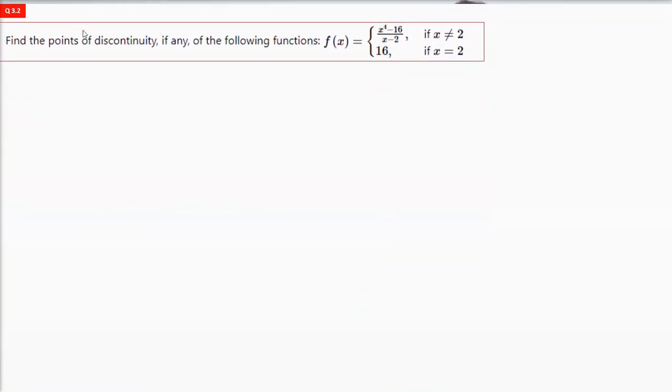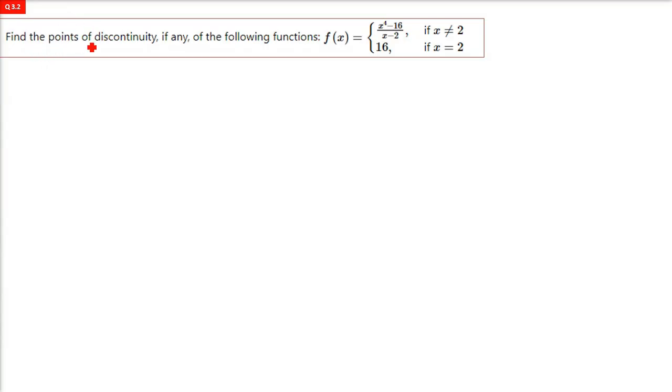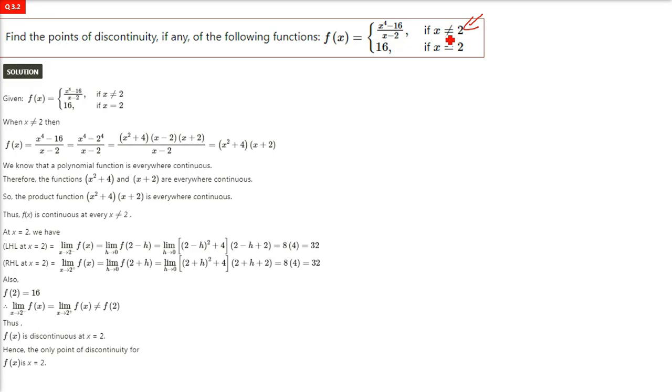This is RD Sharma Solution, Class 12, Chapter 9, Continuity. Exercise is 9.2. Find the points of discontinuity, if any, of the following function. This f(x) is given when x is not equal to 2 and when x is equal to 2. The point of checking is 2.